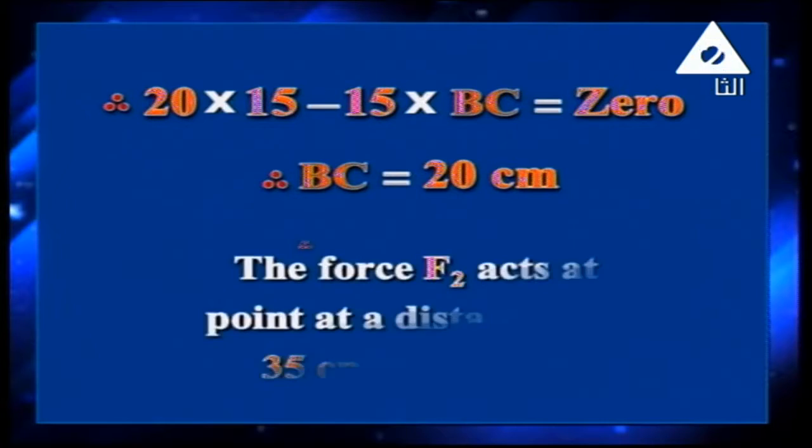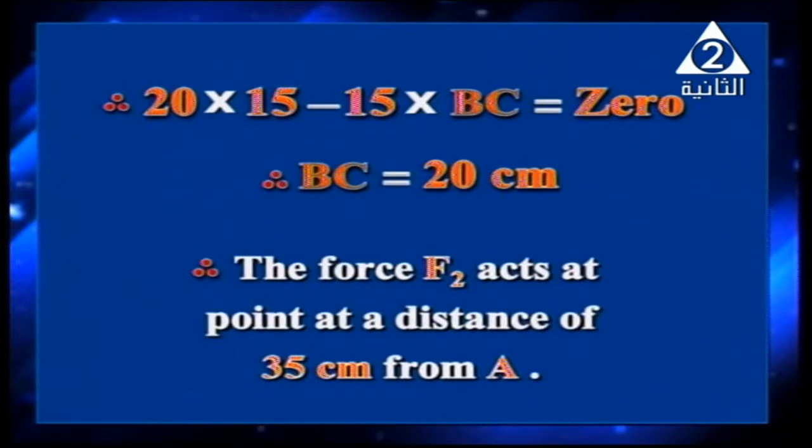The force F2 acts at a point at a distance 35 from A. Why? Because BC equals 20 and AB equals 15. We add 20 plus 15, then the force F2 acts at a distance 35 centimeter from the point A.